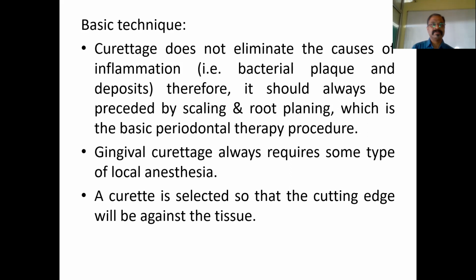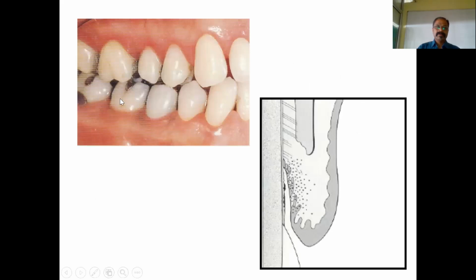If it is against the root surface, then obviously we will be doing a subgingival PMPR. So we want to place the cutting edge against the tissue so that we intend to remove the soft tissue lining of your periodontal pocket, right? Here, when you see this clinical picture, what does it denote? At the marginal gingiva, the tissues are quite erythematous. They look edematous as well. This means that this tissue is inflamed.